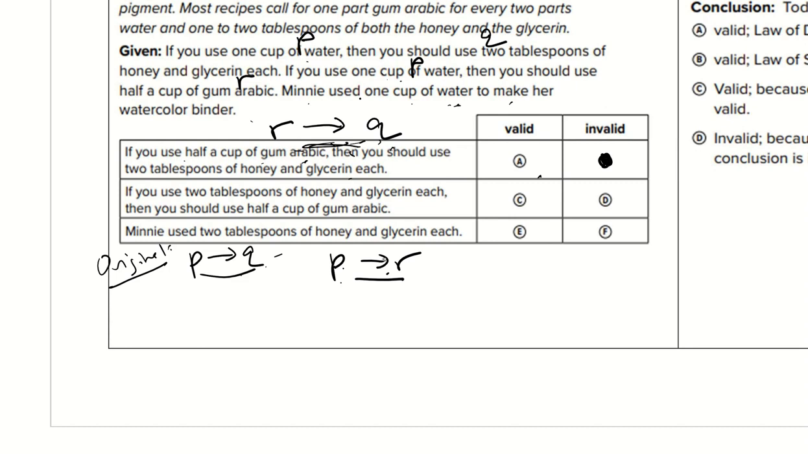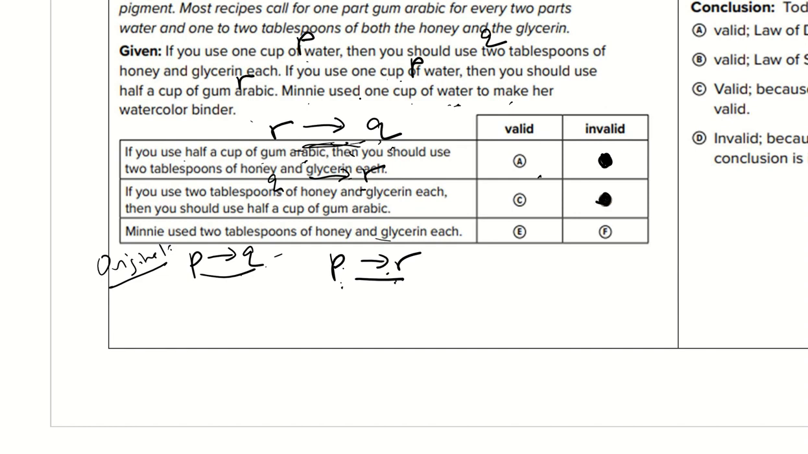If you use 2 tablespoons of honey, so that's Q, then that implies that you should use half a cup of gum arabic. So does Q imply R? No. P implies R, but Q doesn't imply R, so that's invalid.